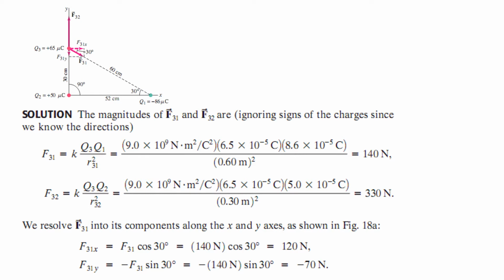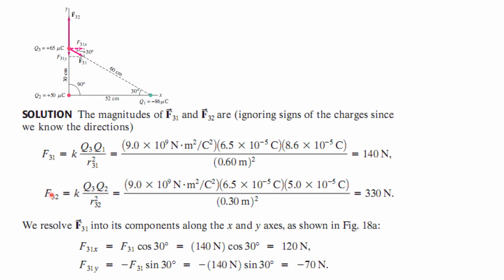The force on charge 3 due to charge 1 equals K Q3 Q1 over R31 squared, equals 9 times 10 to power 9 times 6.5 times 10 to power minus 5 times 8.6 times 10 to power minus 5 divided by 0.6 squared, which gives a magnitude of 140 newtons.